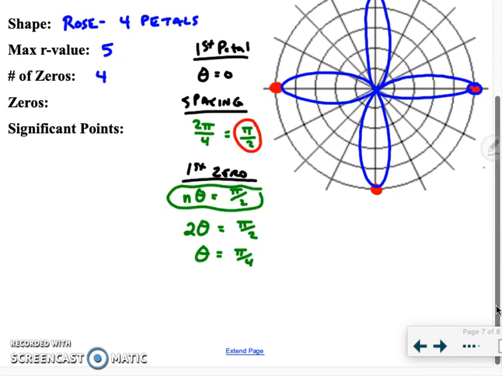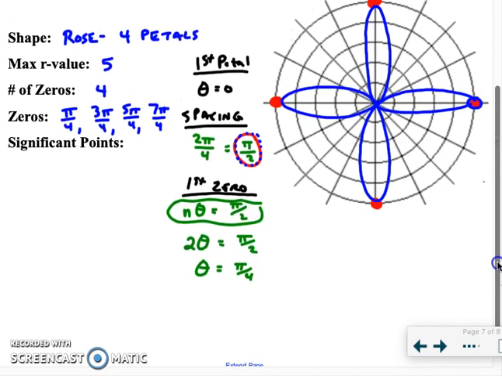We said that it's located at pi over 4. And we also know that the spacing of those angles is going to follow the same spacing as my petals. So I now need to just add pi over 2 in order to get 3 pi over 4, plus pi over 2, I get 5 pi over 4, plus pi over 2, I get 7 pi over 4. We said that there were 4 zeros, so we know that we can stop.